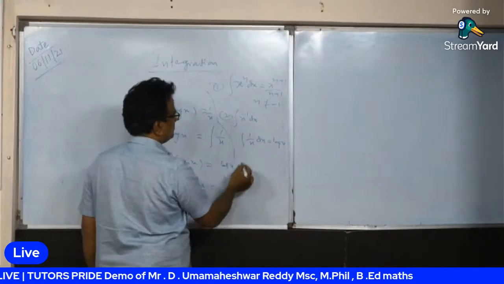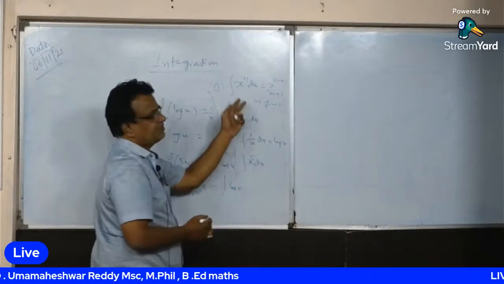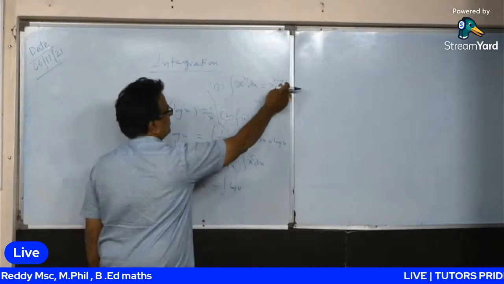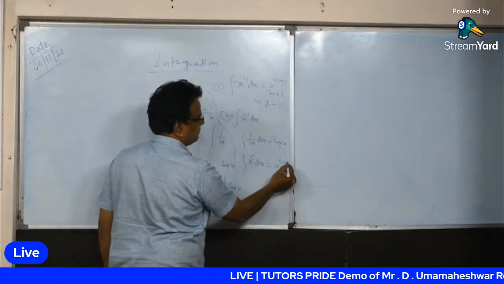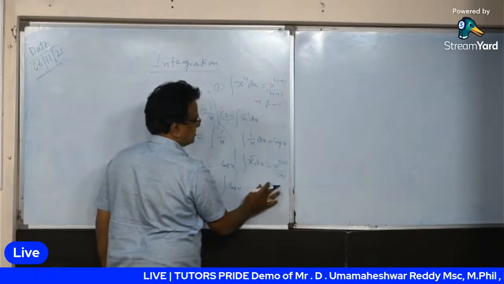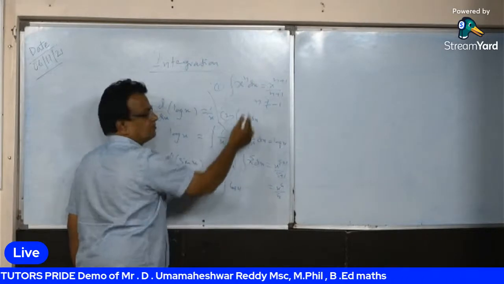There are some small problems. Integration of x power 5 dx using this formula. x power n becomes x power n plus 1 by n plus 1, so x power 5 becomes x power 5 plus 1 by 5 plus 1. So, it is x power 6 by 6. Here n is 5, so you can use this formula.